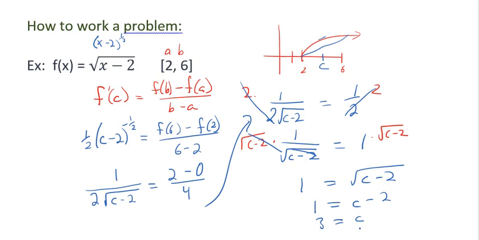So c is 3. And again, what that means is that is the x value between 2 and 6 where that tangent line slope is going to equal that secant line slope. You definitely want to make sure that the answer you get does fall in between those two numbers that they have given you. Otherwise, something may be wrong with what you've done. But that's the basic idea, is setting that derivative equal to the slope and working it out and finding that value.